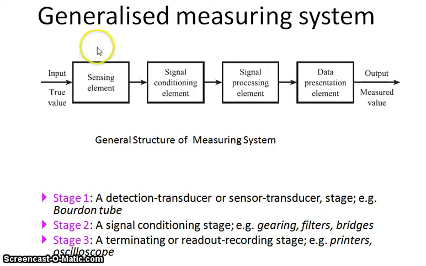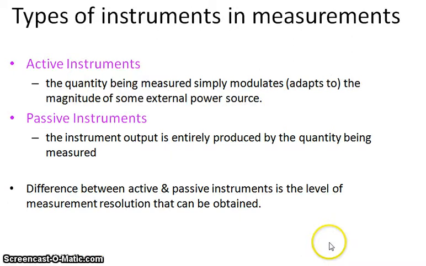Now the sensing element can be a sensor or a transducer. Similarly, the signal conditioning element may be an amplifier, attenuator, gearing arrangement, filters, bridges, etc. And the data presentation element may be a printer, oscilloscope, computer, microprocessor and so on.